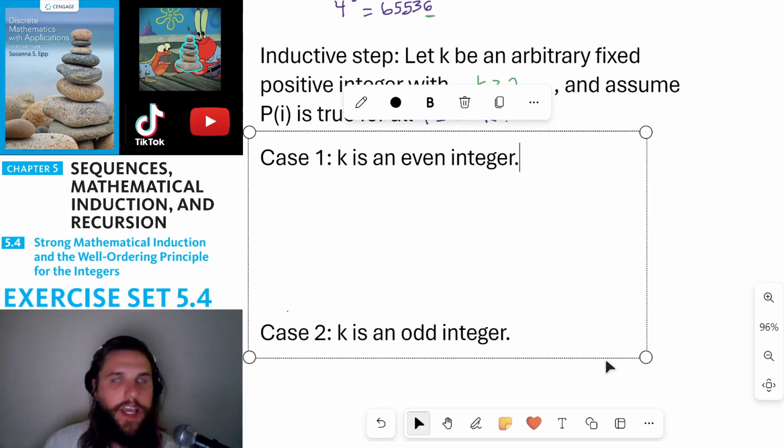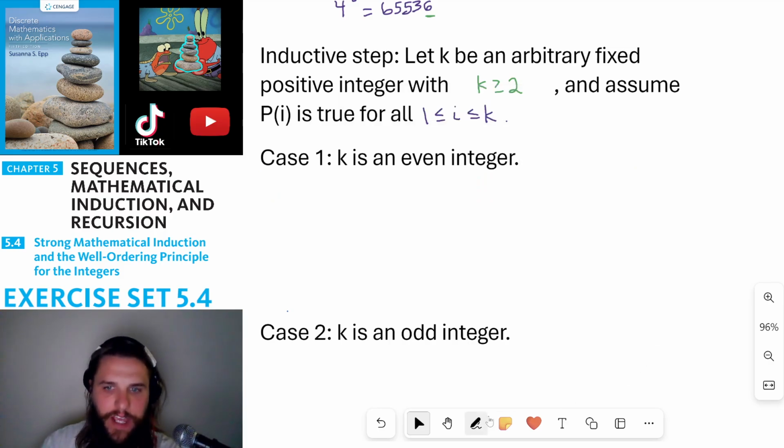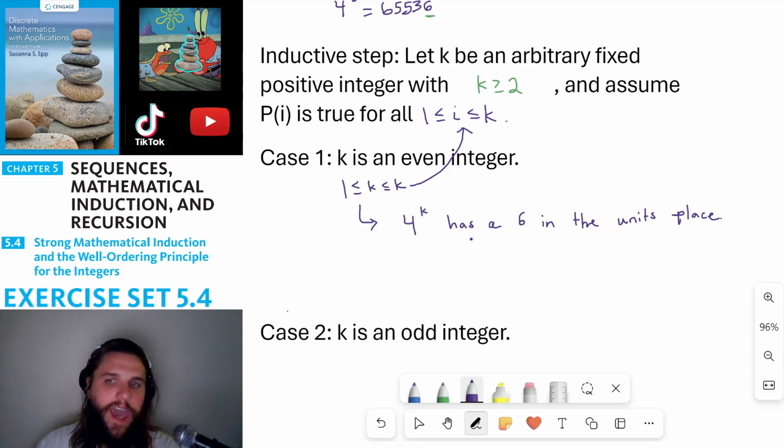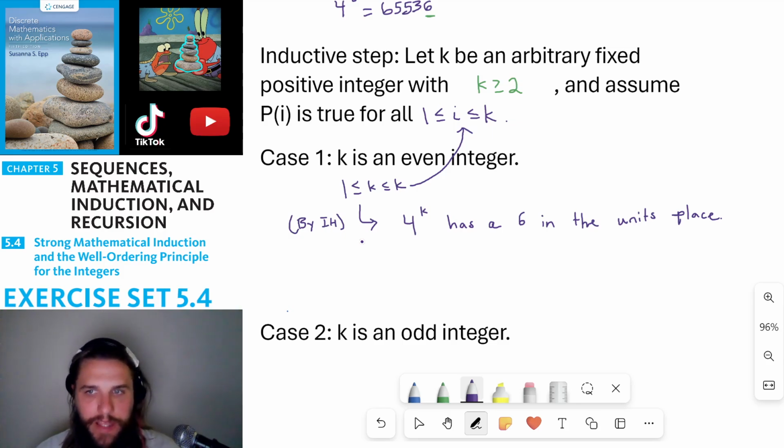Now let's start with case 1, where k is an even integer. Now k satisfies the inequality that would need to be satisfied in order to utilize the inductive hypothesis. If we set i equal to k, then this is how we know that P of k is true. This means that 4 to the k has a 6 in the units place, and that's by the inductive hypothesis. Remember, whenever you use the inductive hypothesis, you need to emphasize to the reader that you use the inductive hypothesis.